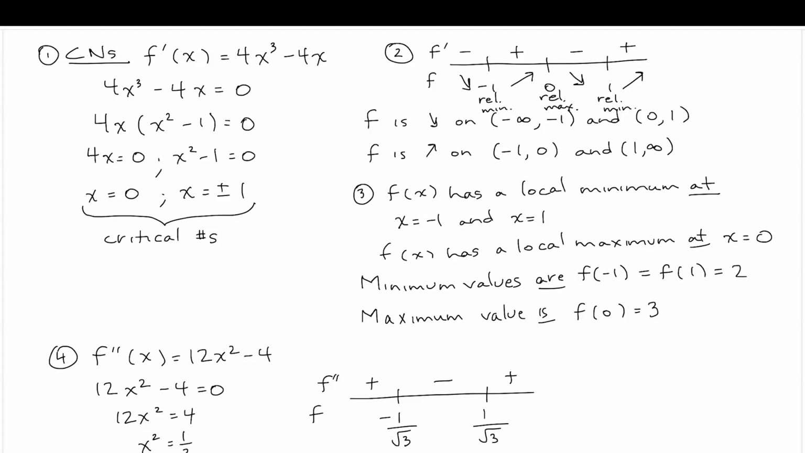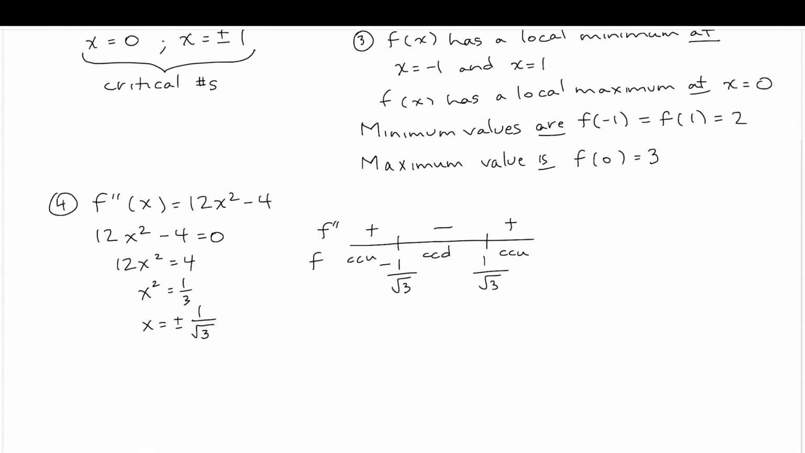So again, make sure you're plugging these values into the correct function. We are plugging into f double prime. Now, what does that tell us about f? It tells us the concavity. So when the second derivative is positive, f is concave up. When the second derivative is negative, f is concave down.